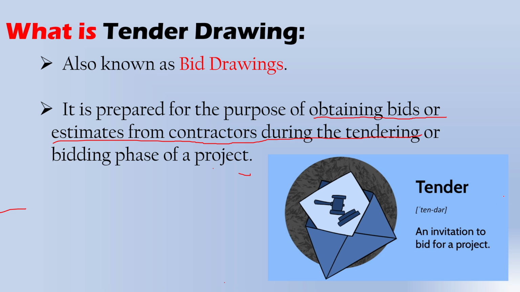I told here, see, I added one image here. The tender means it is an invitation to bid for the project. It is called a tender. And based on this drawing, the contractor will make their estimation and they will give the quotation for this particular project. For that reason, they are creating one drawing that is called a tender drawing.